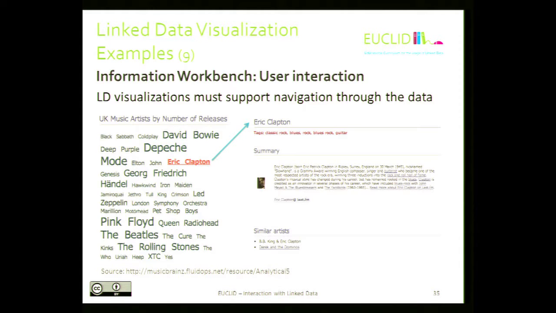And to point this out once more, user interaction is very important. So for example, if we have this tag cloud showing all UK music artists and the number of releases, and we are interested in, for example, Eric Clapton here, we can directly click on that data item and then end up on Eric Clapton's page, where we can go on exploring the data set and satisfy our information needs.